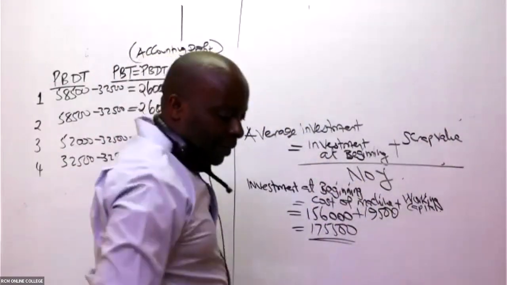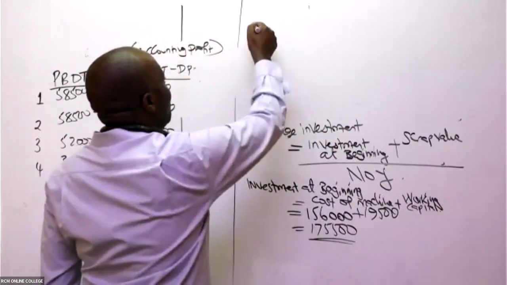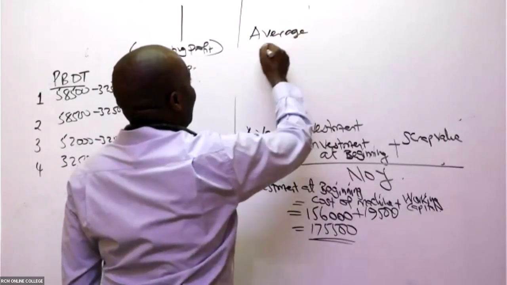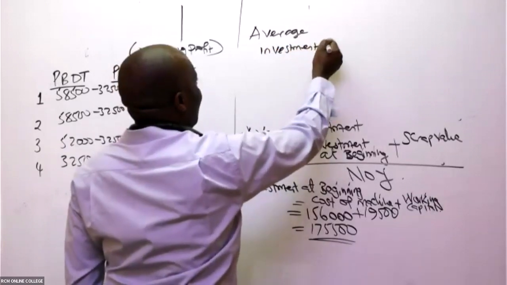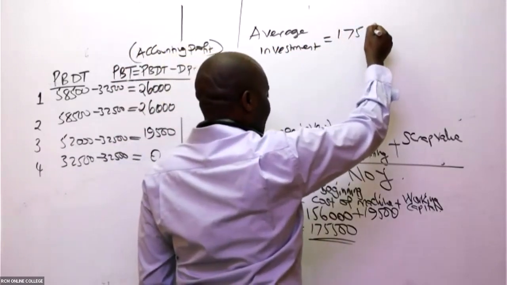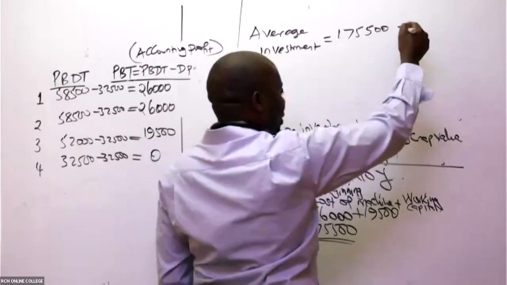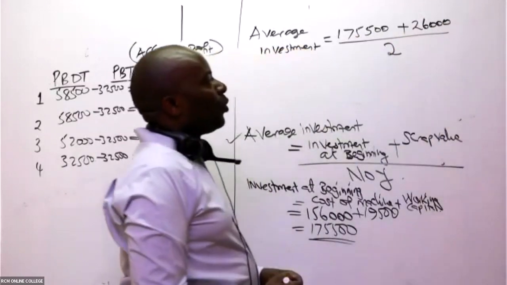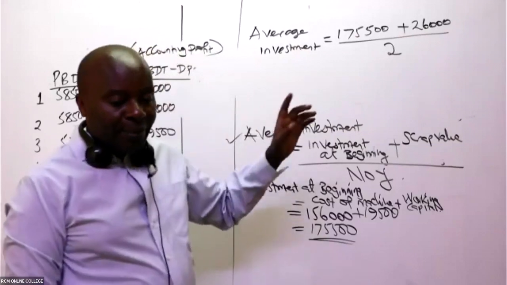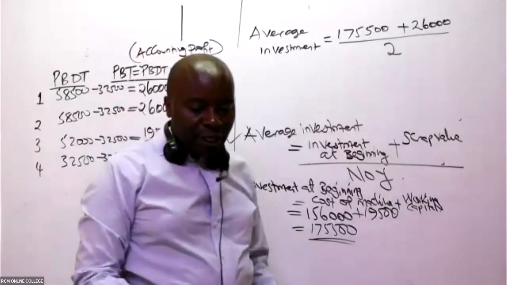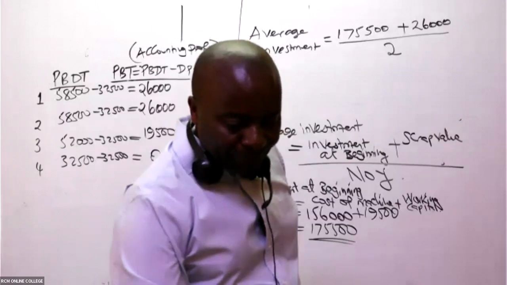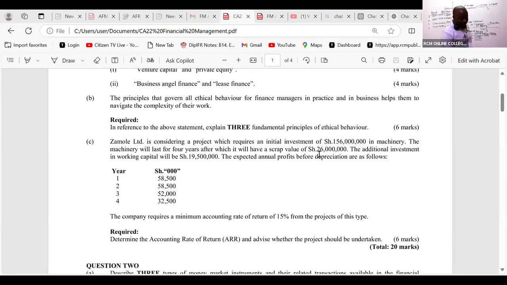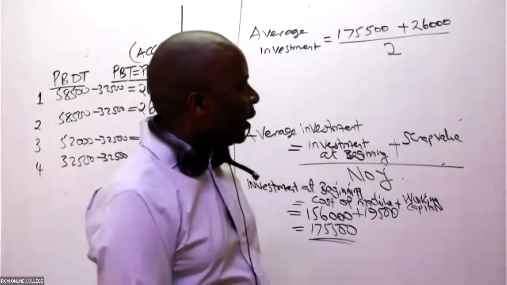Now go ahead and give us our average investment. We take 175,500 and add the scrap value. I hope you remember the scrap value is 26,000, as our figures are in thousands. Then whatever we get, we divide by 2.